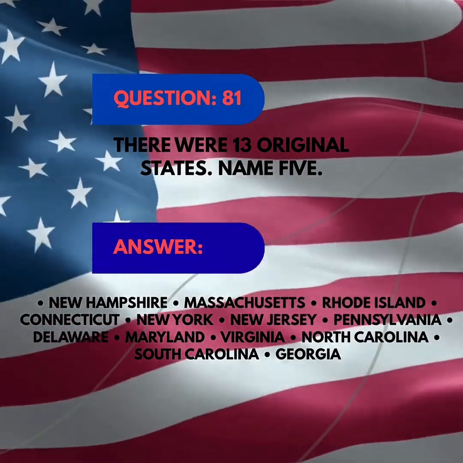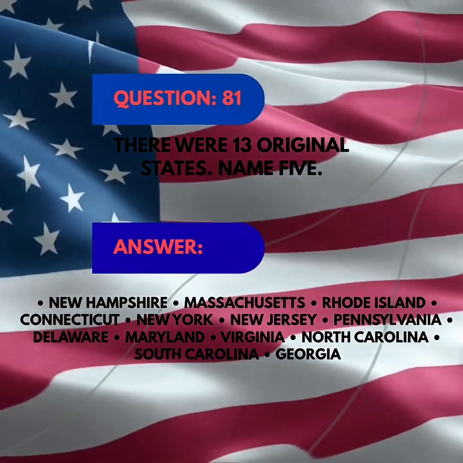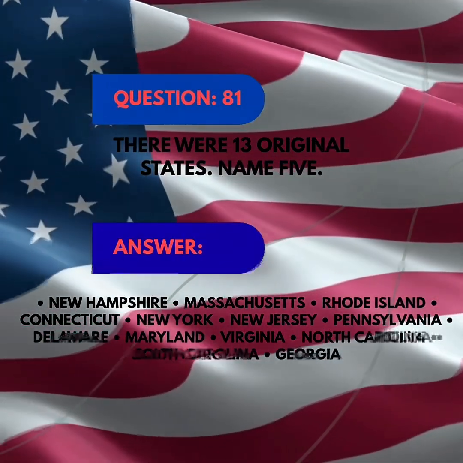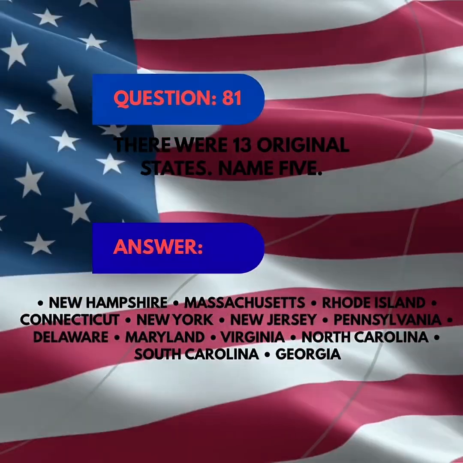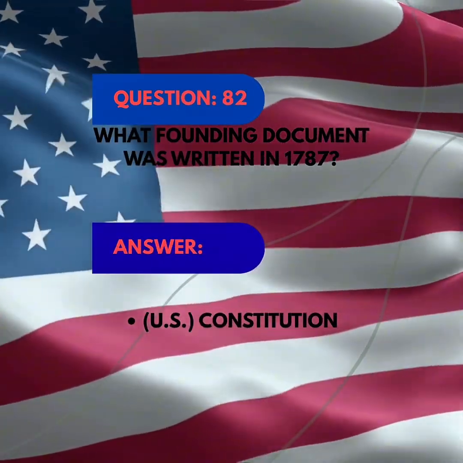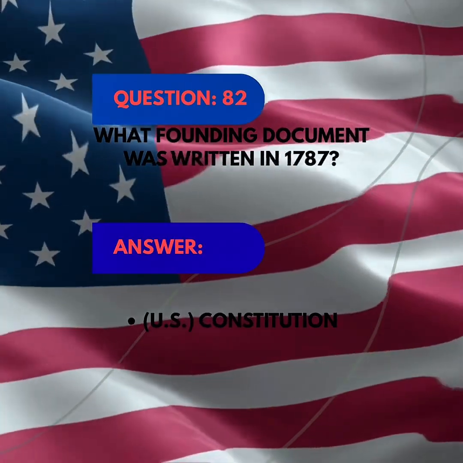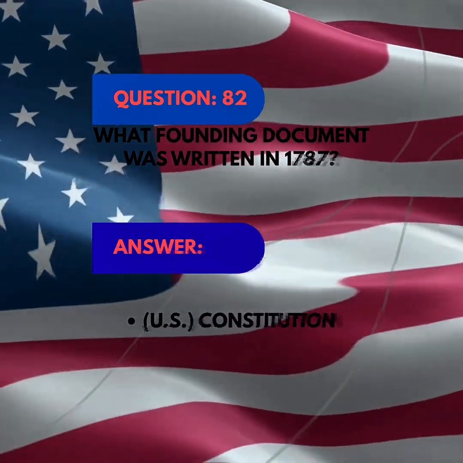Question 81. There were 13 original states. Name 5. Answer: New Hampshire, Massachusetts, Rhode Island, Connecticut, New York, New Jersey, Pennsylvania, Delaware, Maryland, Virginia, North Carolina, South Carolina, and Georgia. Question 82. What founding document was written in 1787? Answer: the U.S. Constitution.